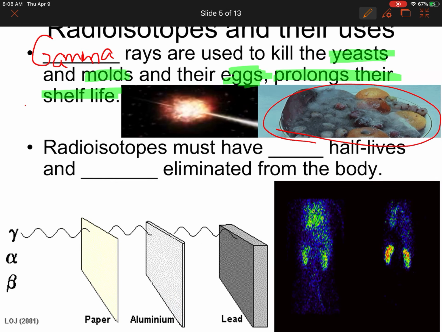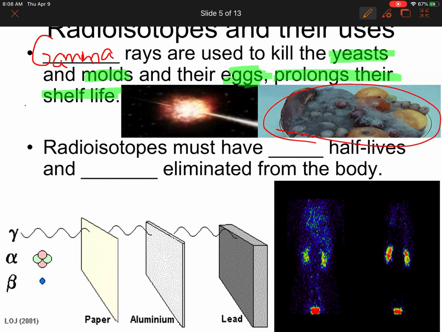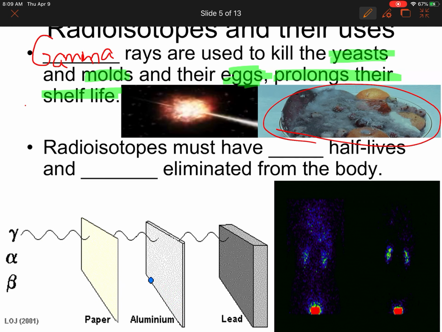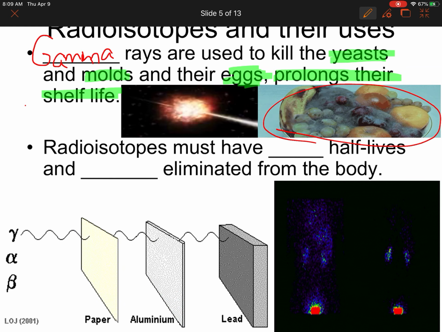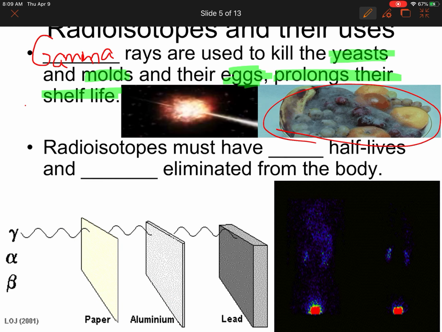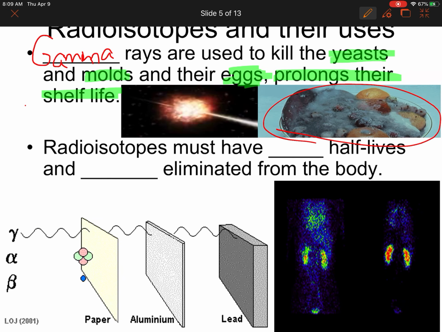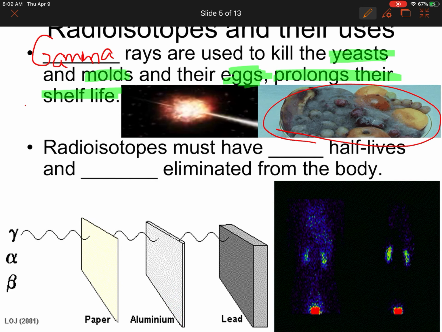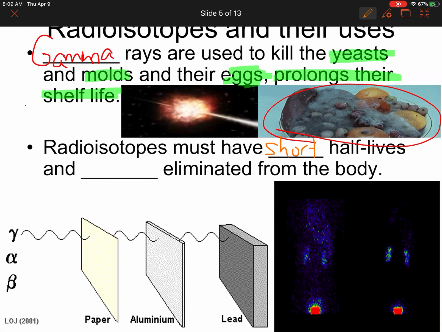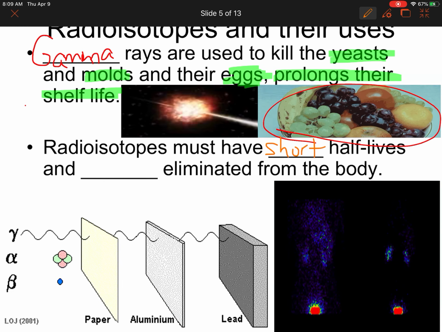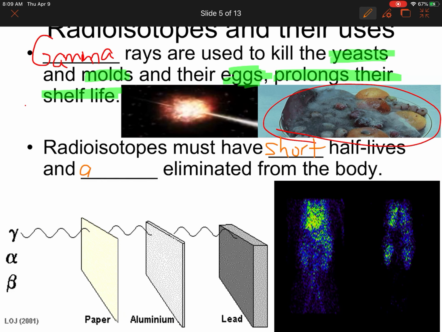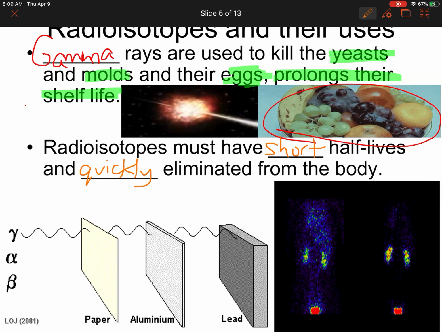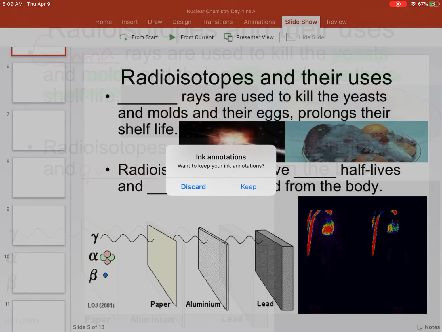Radioisotopes, right? If you've ever gone to a doctor, your parents might have had a colonoscopy or whatever. They have to drink this solution before they have it. What it does is highlight the whole inside of the colon, so then they can actually take pictures and determine whether or not you have any growths or anything like that. It's easier to see it. So radioisotopes should have a short half-life. You don't want something that's radioactive that lasts long in your body, right? And it should be quickly eliminated from the body. Okay, let's move on.